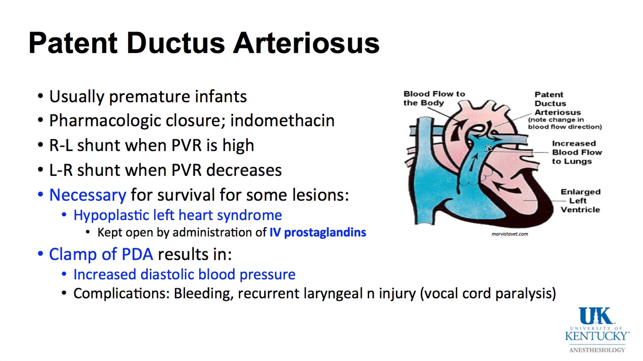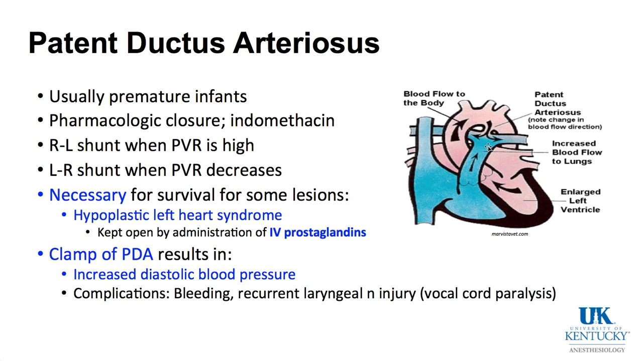It is necessary for survival to have a patent ductus in certain patients, and one of those is hypoplastic left heart syndrome, HLHS, where the ductus is kept open usually by IV prostaglandins to keep the patient alive while they're optimized for surgery, which is usually a 3-stage surgery, Norwood procedure, and there's multiple variations of ways to repair hypoplastic left heart. Some people transplant hypoplastic left heart.